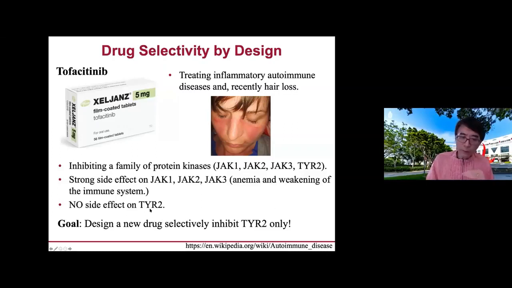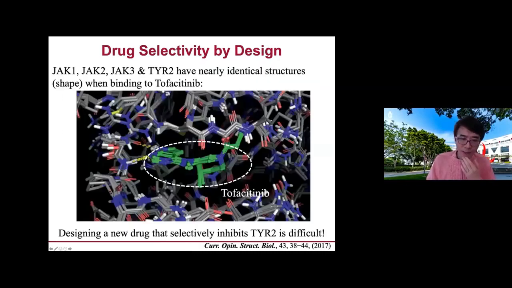Now we want to block TYK2. However, because TYK2 has very similar structures to 3 other proteins, the drug will simultaneously block JAK1, JAK2, JAK3. If you block these 3 proteins, you will get the side effect. Right? Can we design a new drug that just binds to TYK2, but not to JAK1, 2, 3? And we call this drug selectivity. Right? Can we design that? Now, first of all, I want to tell you, I'm not joking.